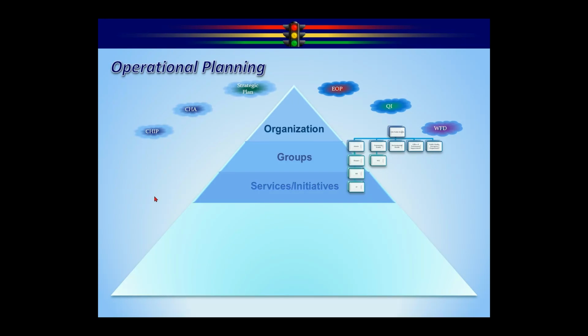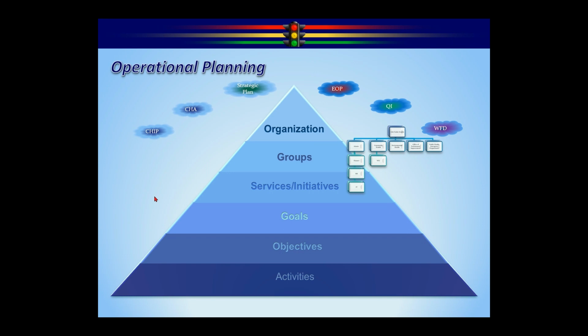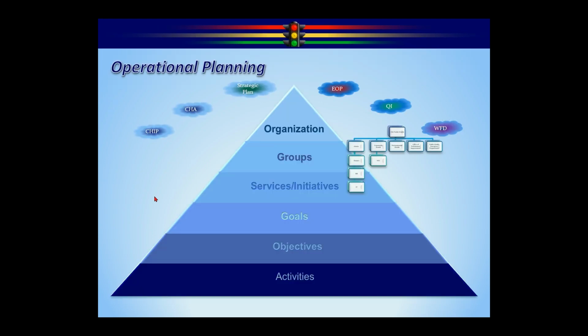Each service or initiative, as we get down to the actual plan, has a set of goals. Goals are a high-level description of what we're trying to accomplish. Each goal has a set of SMART objectives. The objectives are the finite target we're setting. SMART means specific, measurable, attainable, realistic, and time-based, and I know there are several different versions of that as well. And then the activities are the steps you're going to go through in order to get to the objective. So this is the planning model.